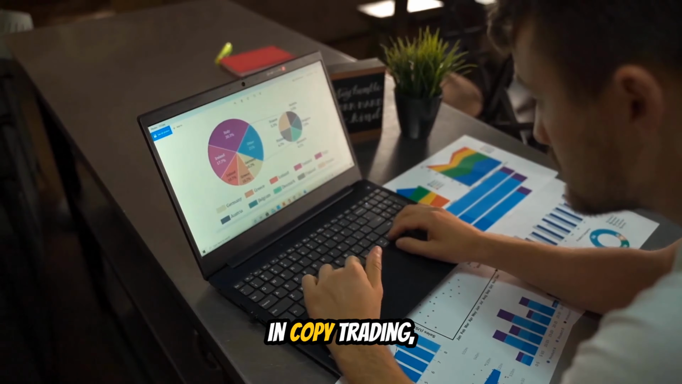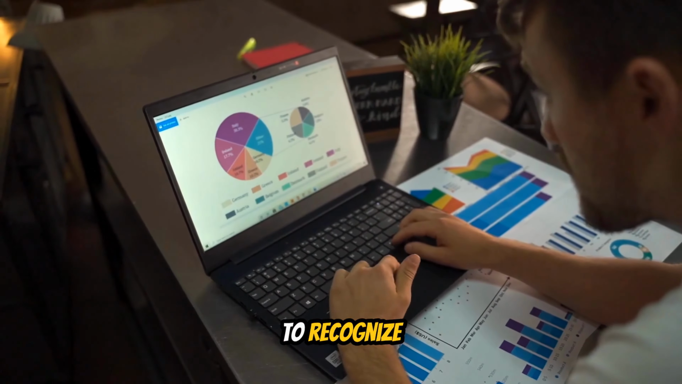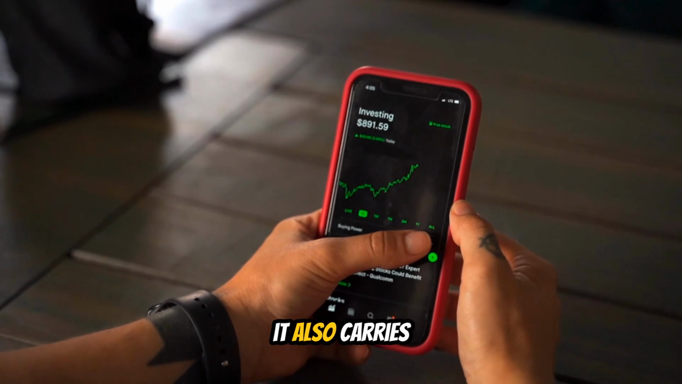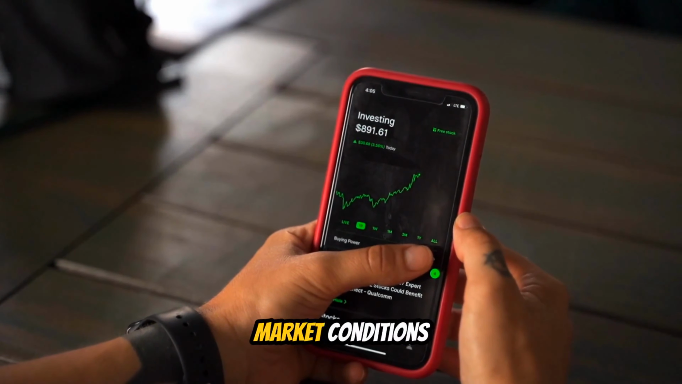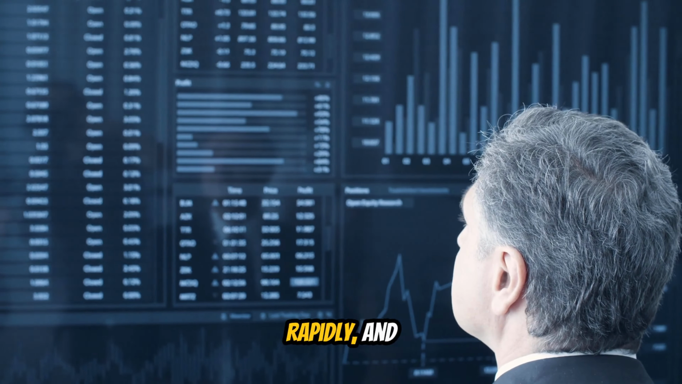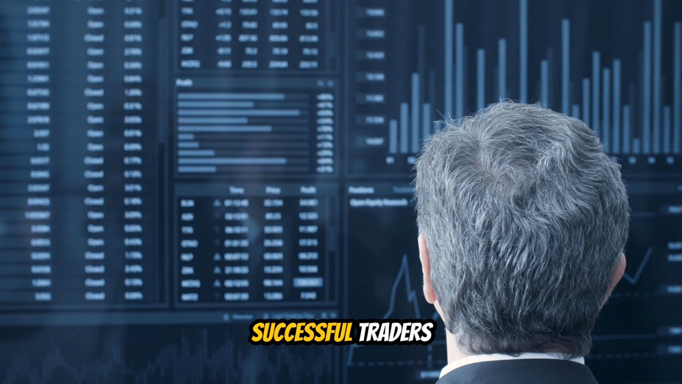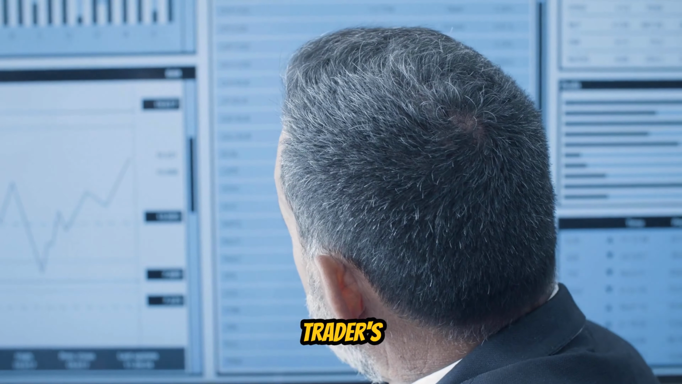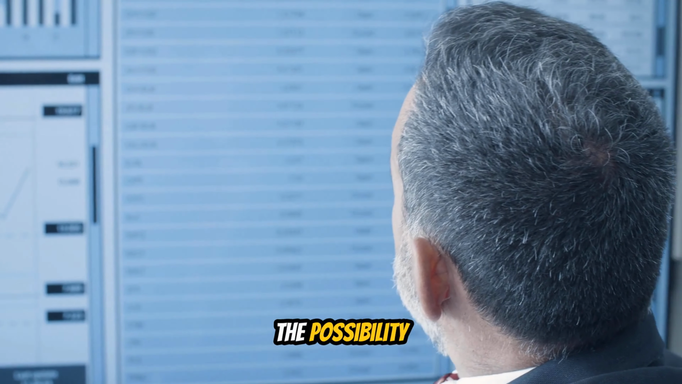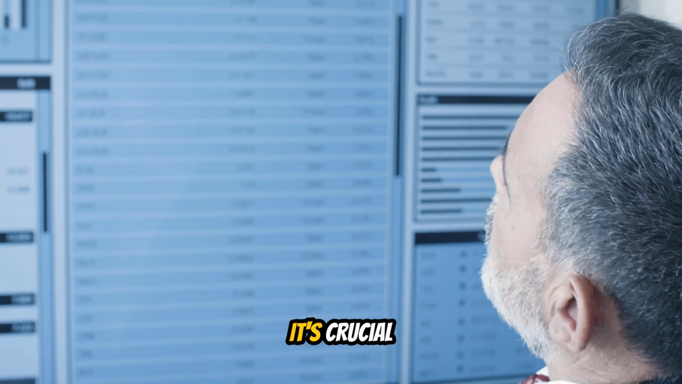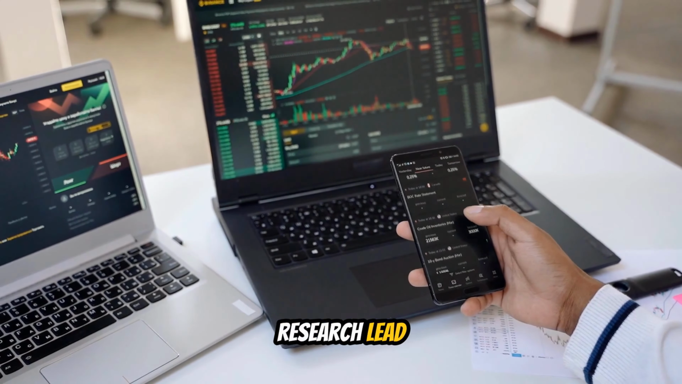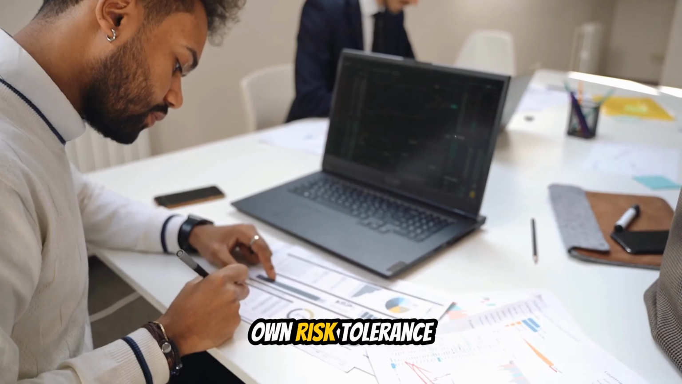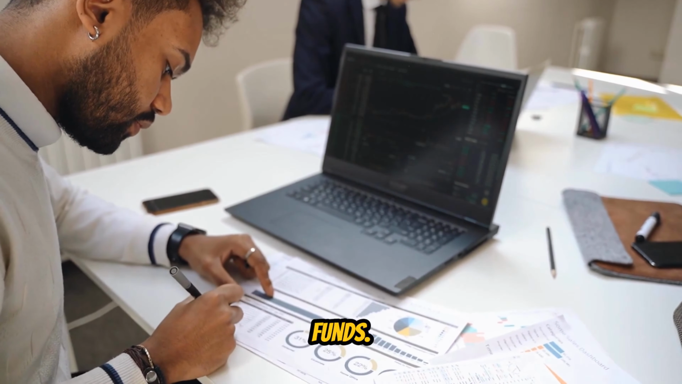When engaging in copy trading, it's important to recognize that while the strategy can offer opportunities for passive income, it also carries inherent risks. Market conditions can change rapidly, and even the most successful traders can experience losses. Copying another trader's strategy does not eliminate the possibility of financial setbacks. It's crucial to thoroughly research lead traders, understand their trading styles, and assess your own risk tolerance before committing funds.